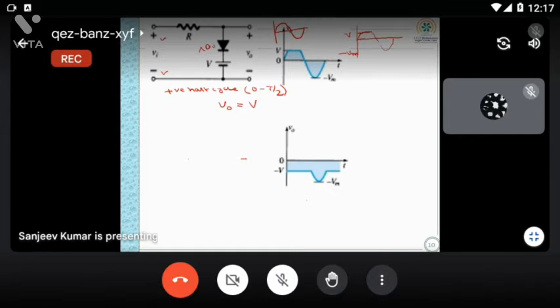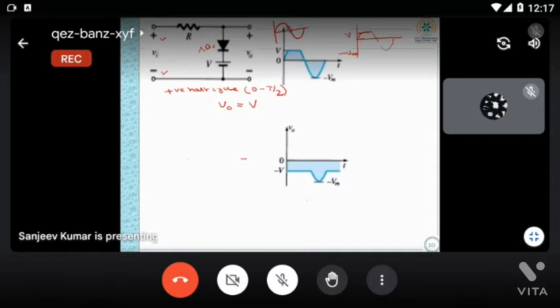Now, can you tell me what type of circuit it will be? I want to achieve this type of waveform. What should be my circuit? Comparing series and parallel, one will be a little easier. It is up to you, because you can design the same circuit. You can use either a series clipper or a parallel clipper, but the parallel clipper is easier, from what I understood.